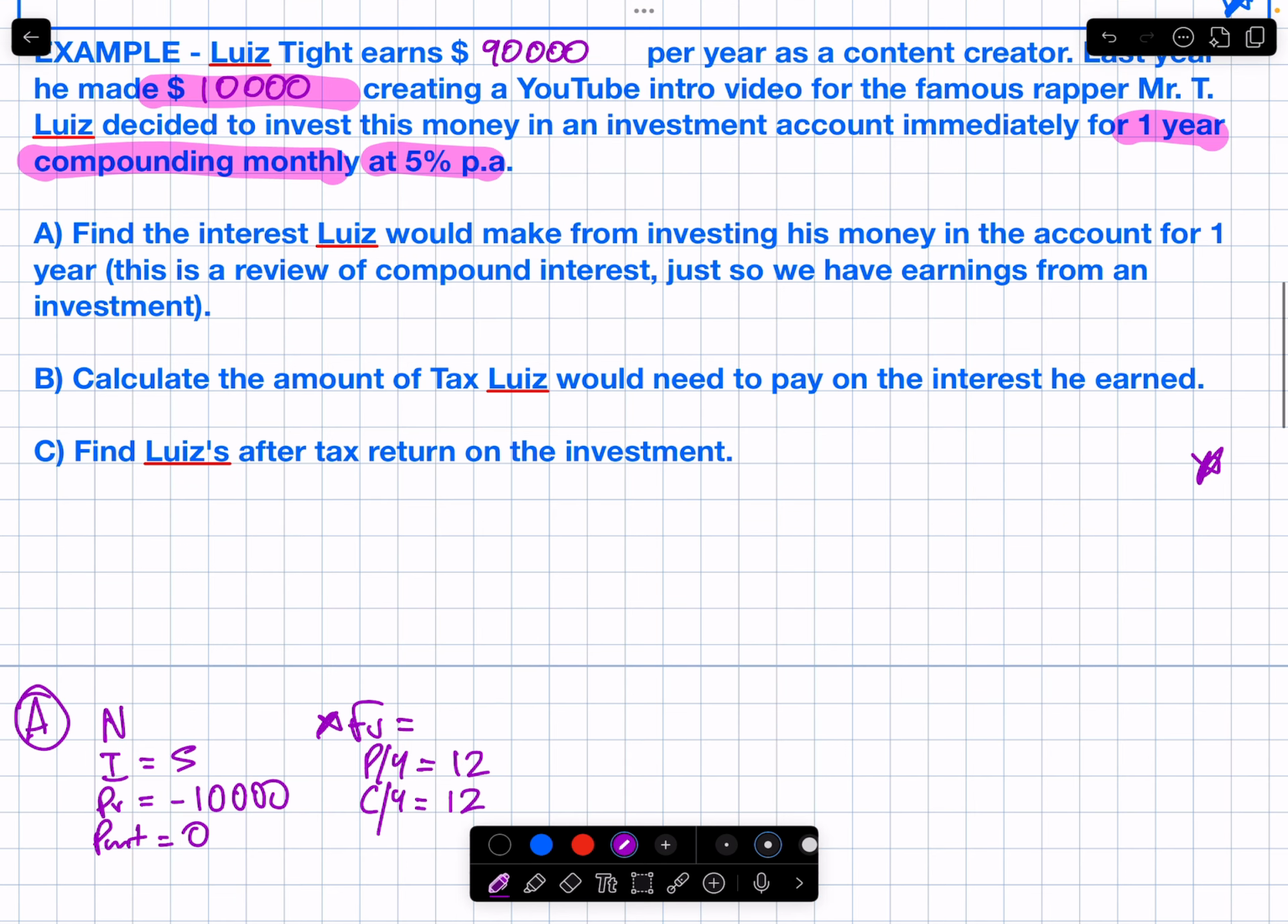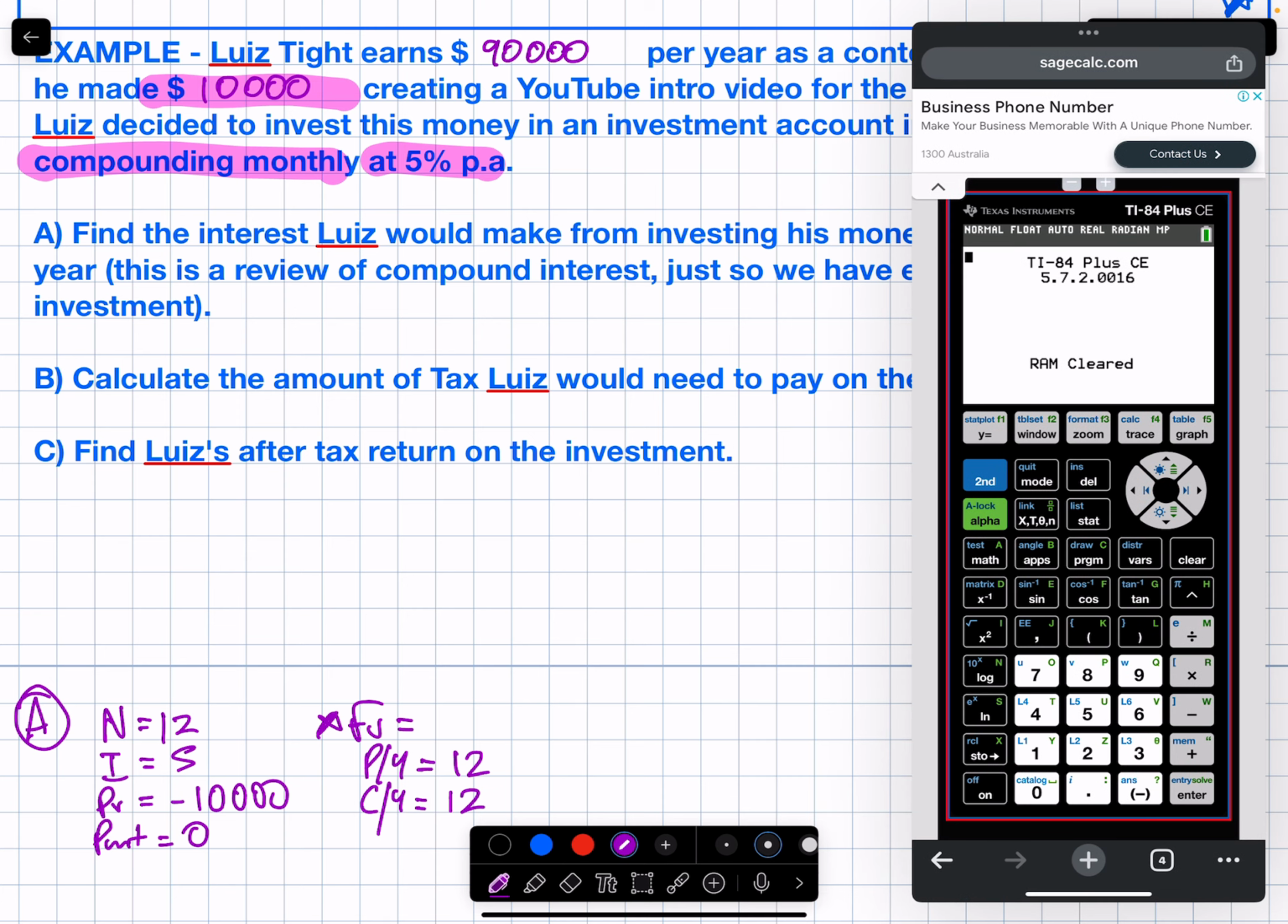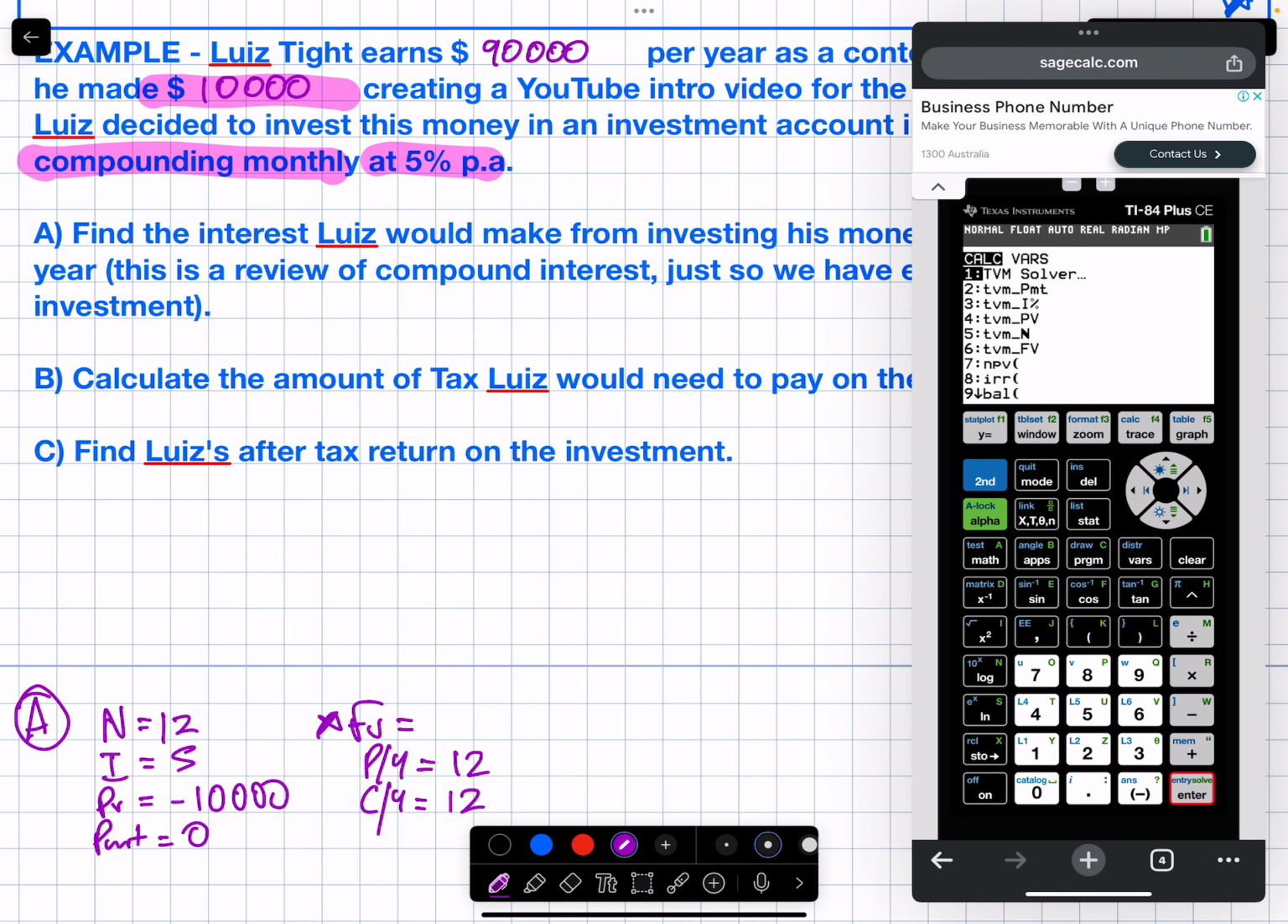So how many periods are there going to be in the 1 year if it's happening monthly? N is also going to be 12. So hopefully the calculator is still working. Apps, finance, TVM, 12, 5, negative 10,000, 12 and 12. Scroll back up to FV, alpha, enter. That tells me that his account's going to go to $10,511.62.